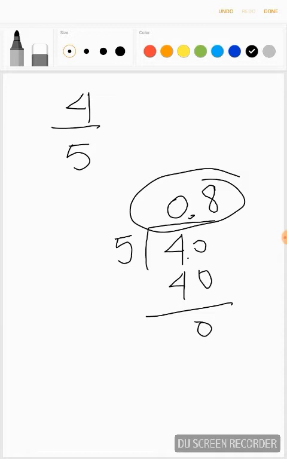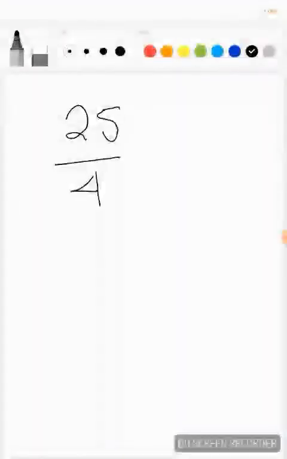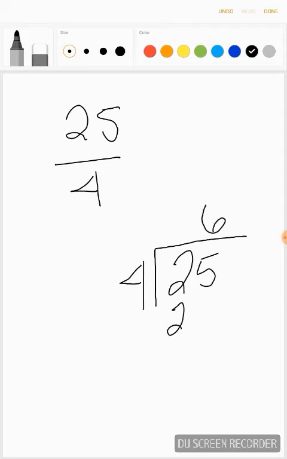That is your decimal. For the next one, you have 25/4. So we want this as a decimal as well. So you can't have any remainders. It's not going to be a mixed number. 25 goes in the house. 4 goes on the outside. 4 can go into 25 6 times, and that's 24 with 1 left over.